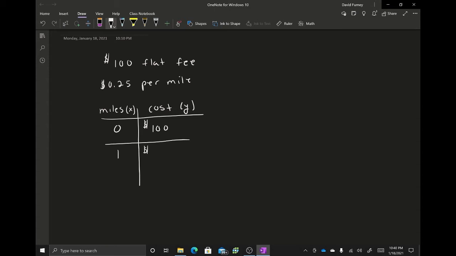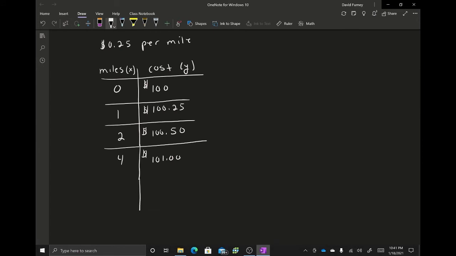So $100.25. And if he goes 2 miles, it's going to be $100 and, well, what's 2 times 25? That's going to be 50 cents. And we can keep going. I'm going to skip some now. What happens if we go 4 miles? That would be $101.00. And because I already said it, let's go to 10 miles.